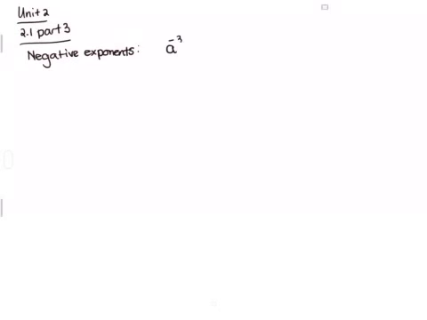For instance, if I have a to the negative 3, it means take a to the positive 3 but put it under 1. If I have 3 to the negative 3, take 3 to the positive 3, put it under 1. But this one I can work out, 3 to the positive 3, 3 times 3 times 3 is 27. Right, so what would we do for negative exponents? We would calculate the exponent.